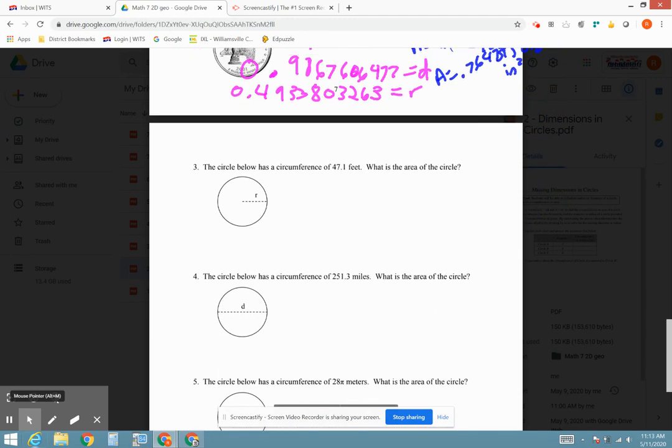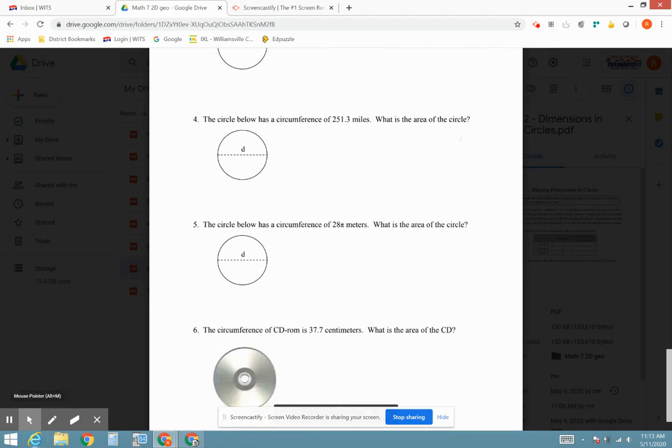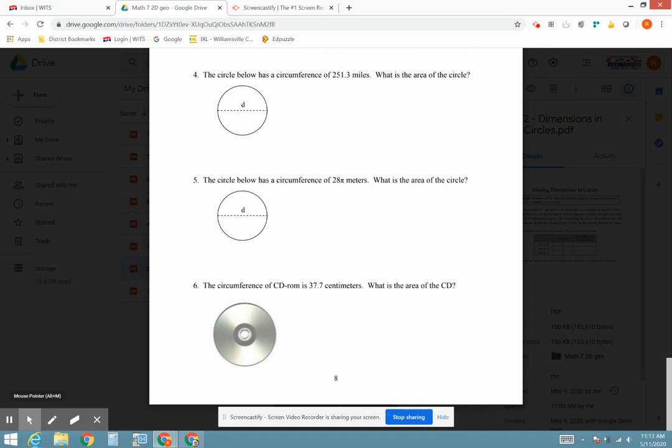Do I have one without decimals? And we have a number 5 that doesn't have decimals. Let's try it. So again, circumference equals pi times diameter. 28 pi equals pi times diameter, divide by pi, divide by pi. 28 equals the diameter. So 28 divided by 2 equals 14, which is my radius.